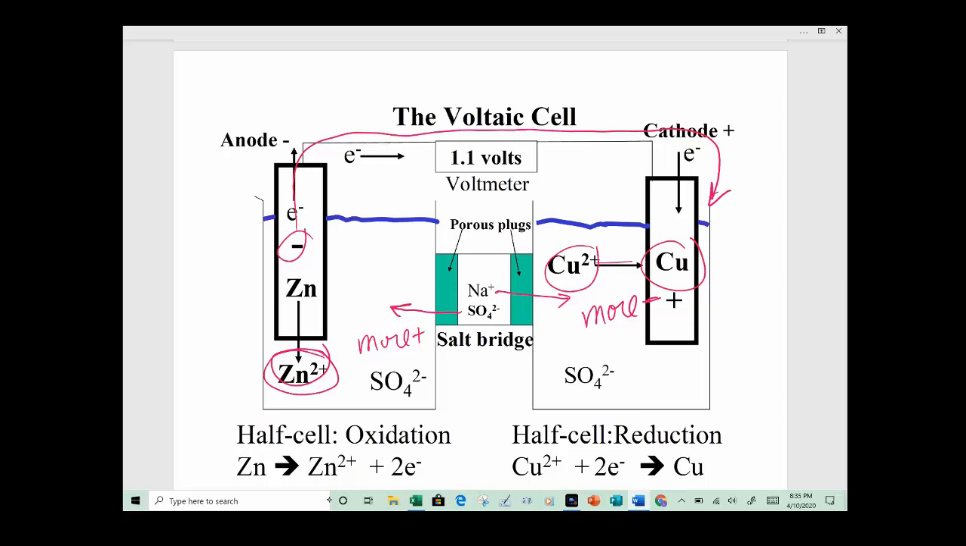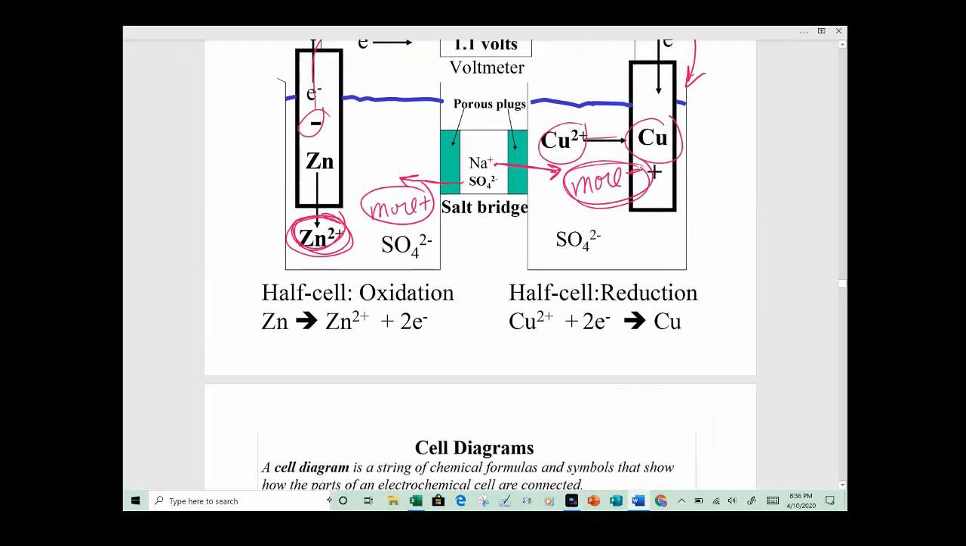So if we don't have a salt bridge, then what will happen is that this side will become more positive and this side will become more negative, and the reaction will stop. So the salt bridge is absolutely necessary with background electrolyte. We need the salt bridge to allow migration of background electrolyte. We need background electrolyte to neutralize the charges that are forming or being lost.